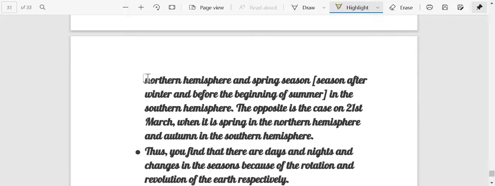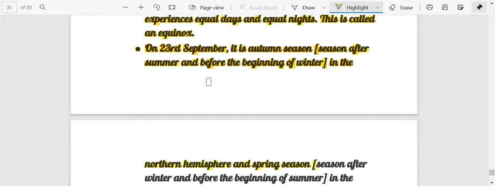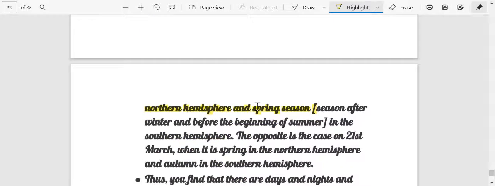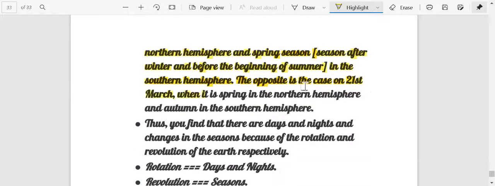So let us proceed. On 23rd September it's autumn season after summer and before the beginning of winter in the northern hemisphere, and spring season after winter and before the beginning of summer in the southern hemisphere. The opposite is the case on 21st March, where it's spring in the northern hemisphere and autumn in the southern hemisphere.